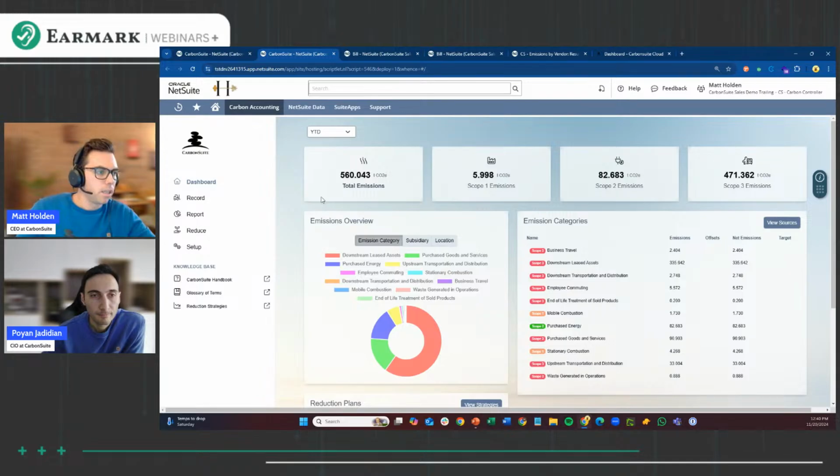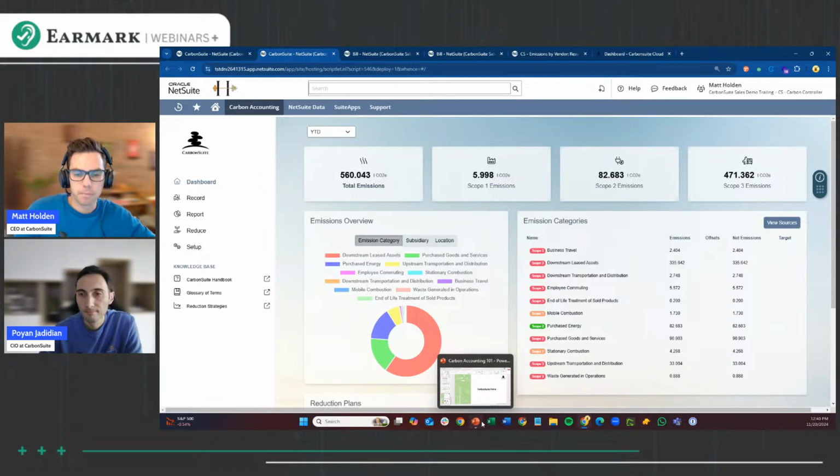So again, super high level overview today for the call here to keep focused on the training aspects of CarbonSuite and the overview of carbon accounting.